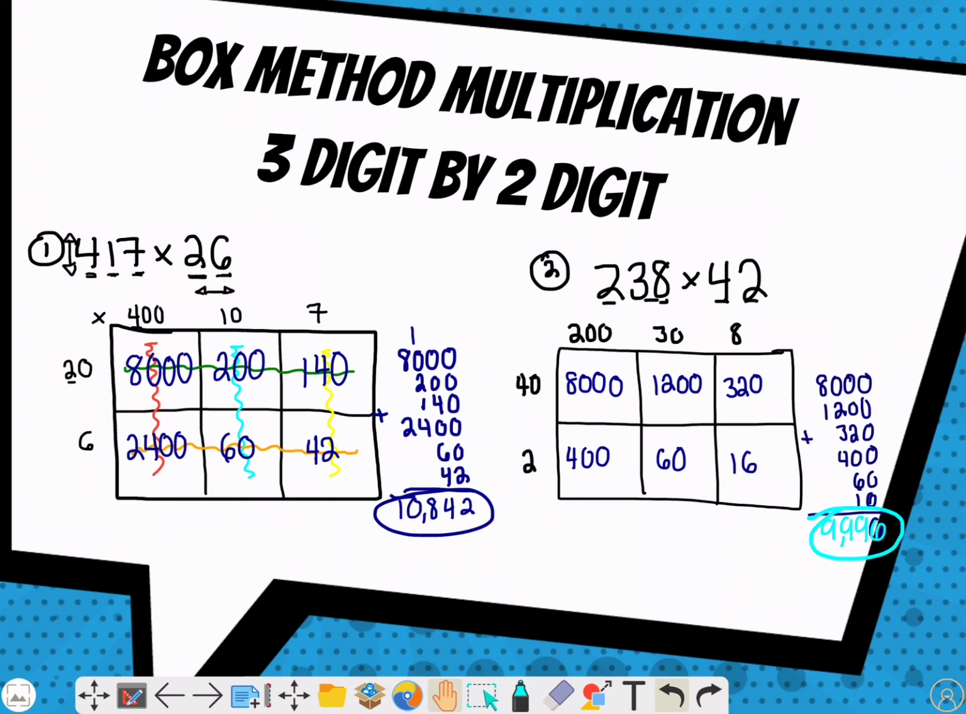Now, I'll tell you that if you like doing the standard way, you're going to get the same exact answers, but if you like doing the box method, it works out. Just make sure you know what you're multiplying, make sure you have the right rows and columns, and you will be good to go.